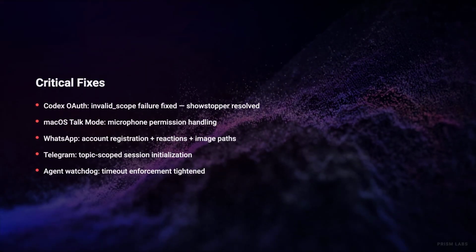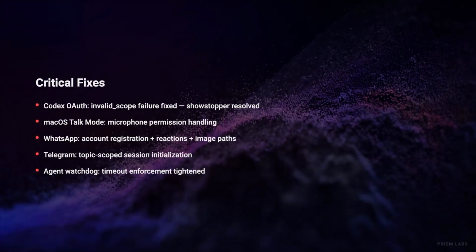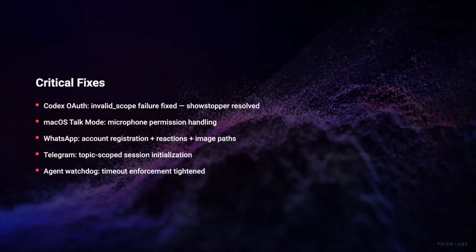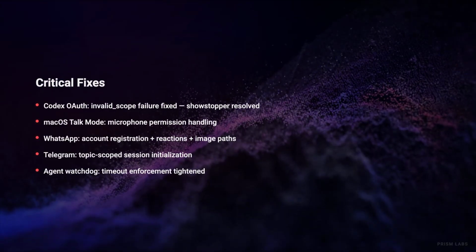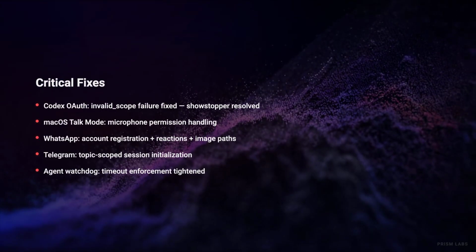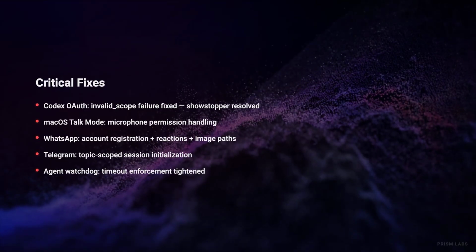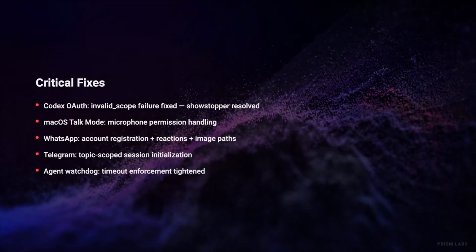of disappearing. WhatsApp fixes cover 3 separate issues: default account registration for first-time setup, message reaction gateway routing for the new reaction system, and inbound image attachment path preservation that was causing some received images to not display.